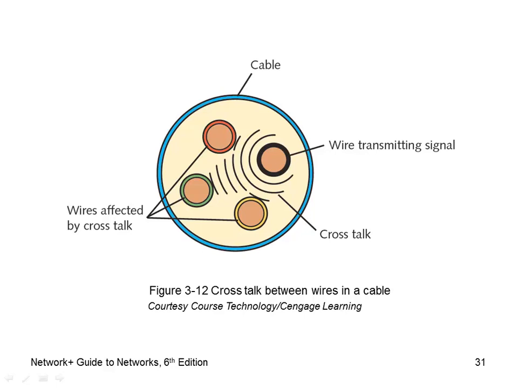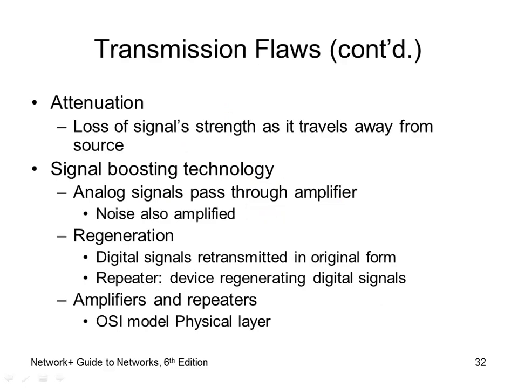So here is a piece of a wire. They're showing crosstalk. One wire is transmitting, and because it's electromagnetic, it interferes with the other wires. Attenuation is the loss of the signal strength as it travels away from the source. Attenuation happens on all electromagnetic wire. That is why there's a limit on how long the wire can be in Ethernet.